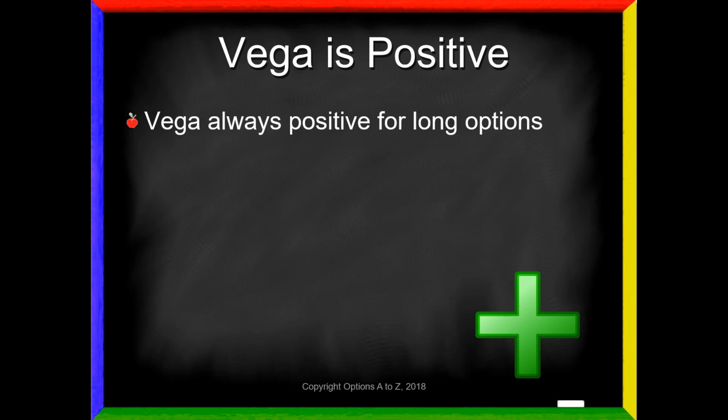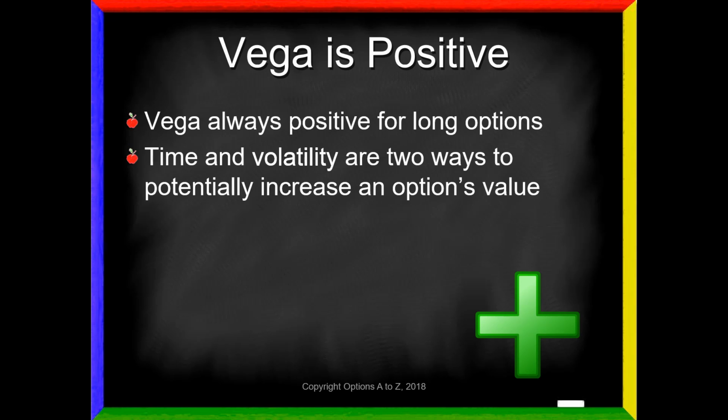So why do we get positive Vega? Because time and volatility are two different ways to potentially increase an option's value. And Vega measures volatility. So if you think about it, if you have an option, there are two ways that you could potentially give that stock more ability to move to higher levels, or to lower levels for a put. You could either give it more time, or you could keep the time the same and increase the volatility. So time and volatility have a positive effect on option prices, assuming they are increased. When they are decreased, as time passes or as volatility falls, the option's prices will fall.